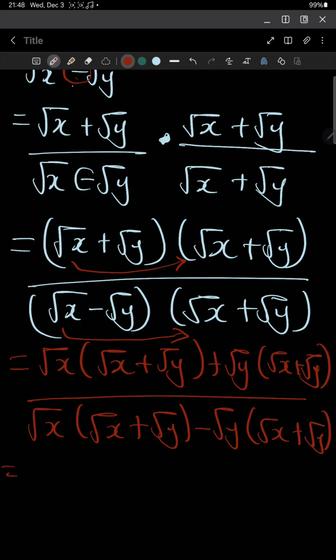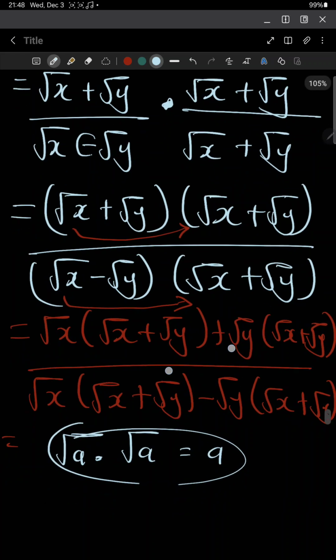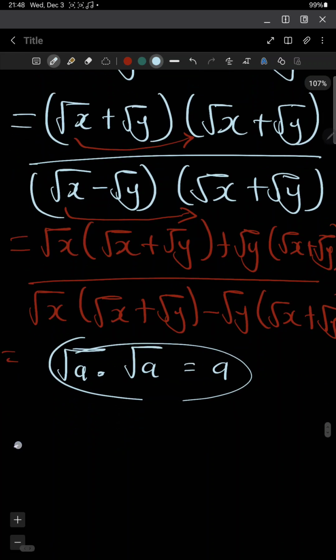So after doing that, don't forget the properties of radicals are very important. Like we said, this property: if we say square root of a times square root of a, the final answer is a. This property will be applicable. Make sure that you apply these properties. They are very essential. So we'll say square root of x times square root of x is x.